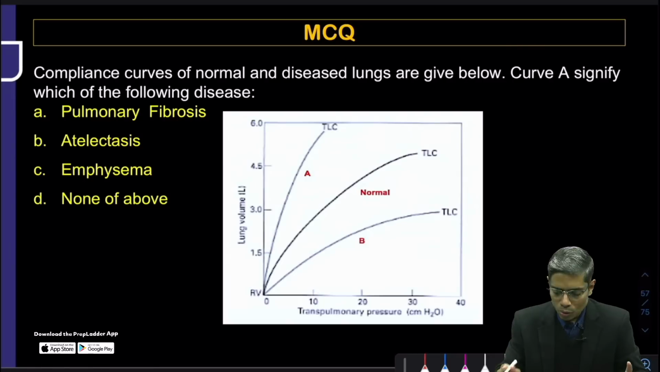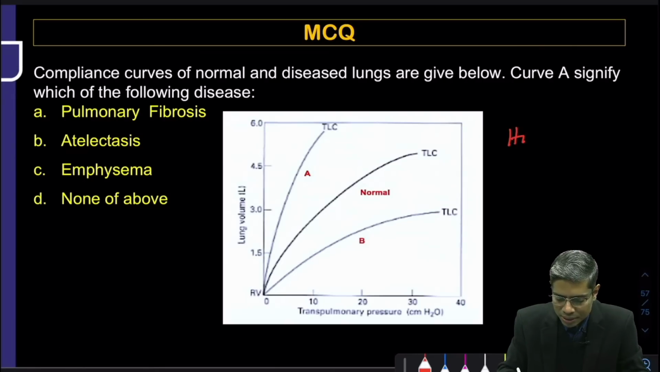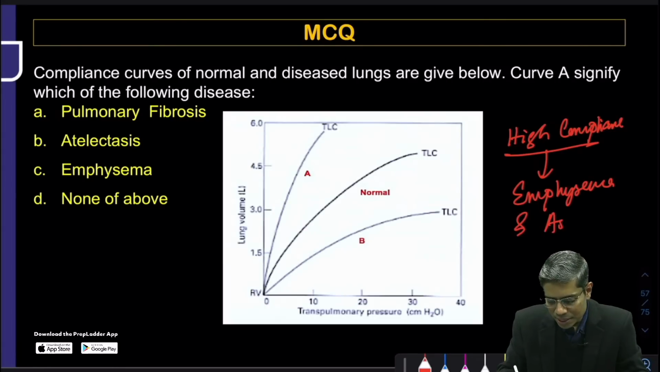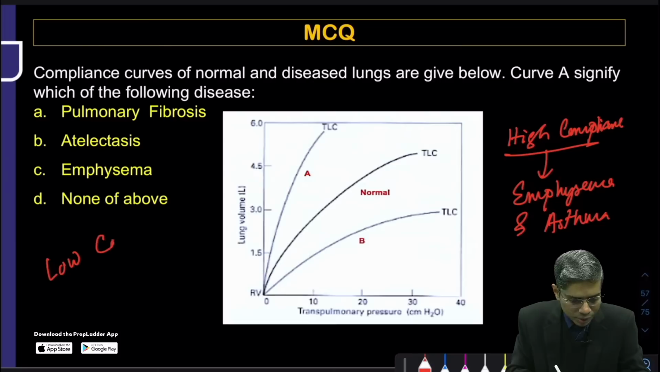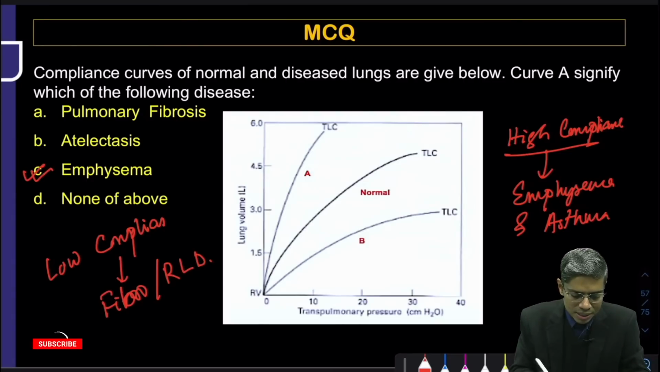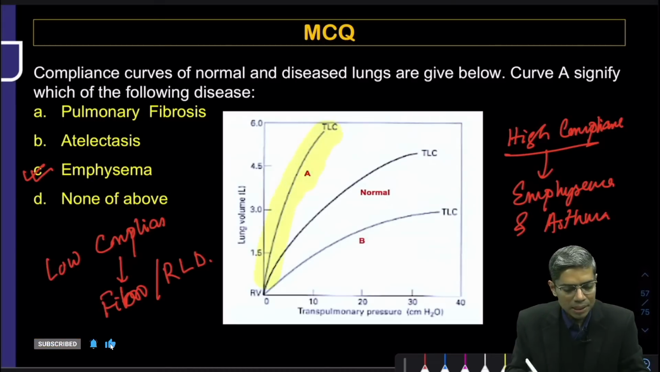Compliance. The only information I have to remember here is high compliance: you have to remember emphysema and a little bit in case of asthma. And low compliance, all of you know this, is mainly fibrosis or any case of restrictive lung disease. So obviously the answer here is A, because as you can find out here, this A indicates a high compliance curve rather than normal.